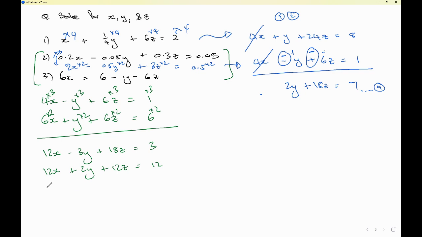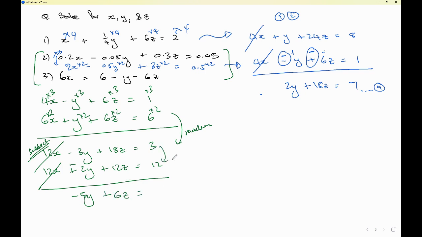Okay, so all I've done now is just rewrite that. But why did I rewrite it? Because now if I subtract this, these two will eliminate. This will become minus 3y minus 2y, which is minus 5y. 18 minus 12 is 6z equals 3 minus 12, which is negative 9. And I'm going to call this one equation number 5. Now we've got two equations in y and z. I'm going to take those two equations and solve them simultaneously.